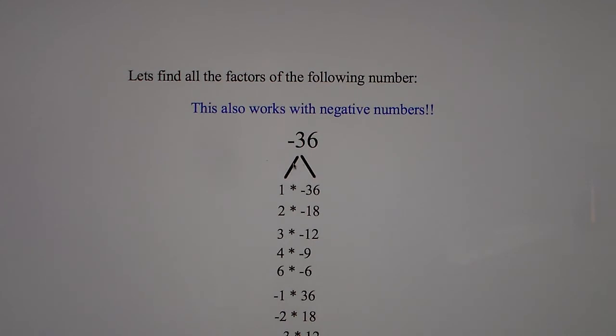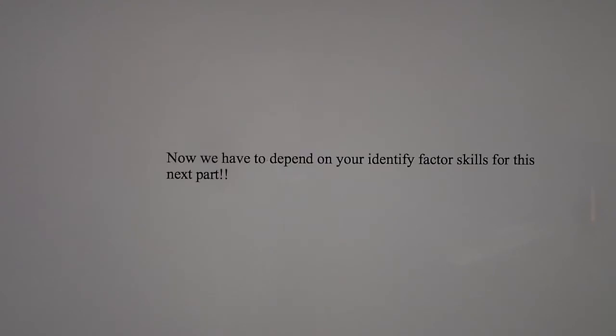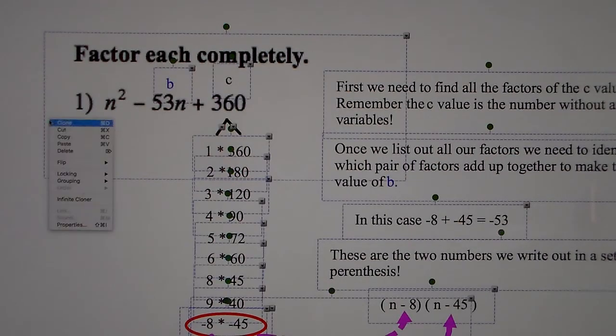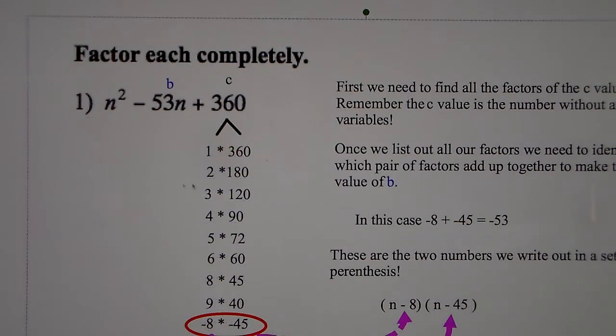With negative 36, and you got all your list of factors here. Grab these up too, slide them up so you could see. Now, we have to depend on your identifying factor skills for this next part. So this is when we're going to factor quadratics. So we're going to look at this right here. Group it, make it look pretty.